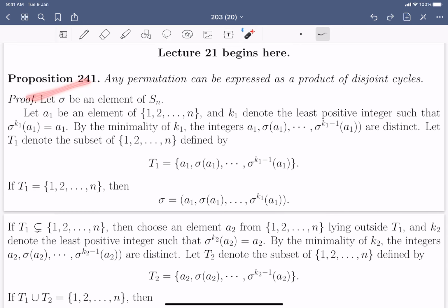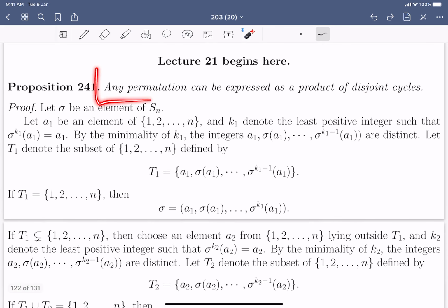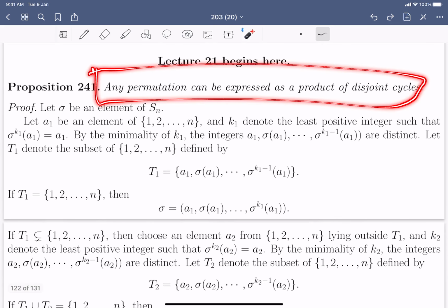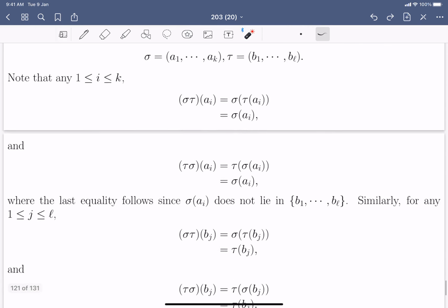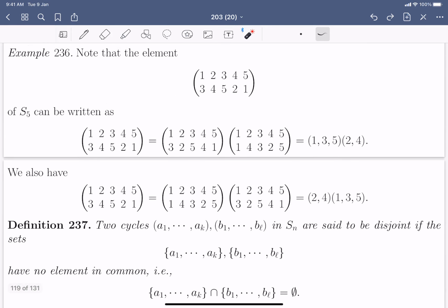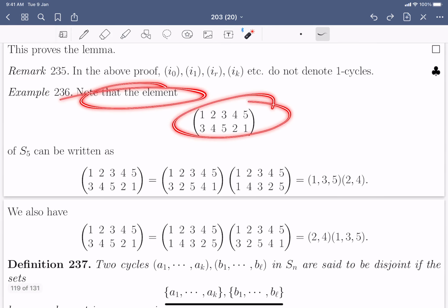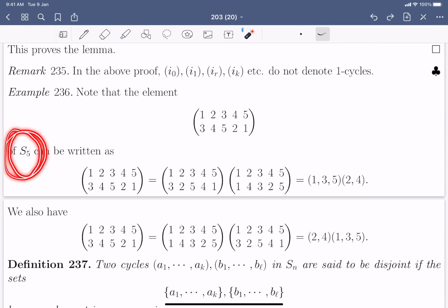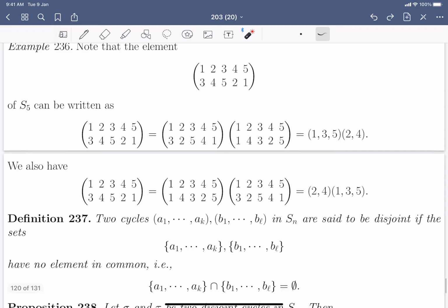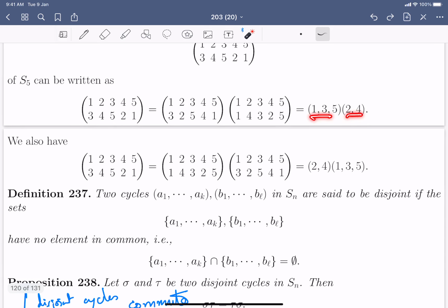Here is the first proposition, which states that any permutation can be expressed as a product of disjoint cycles. This is something that we have already seen in certain specific instances. For example, here we have been studying certain examples within this permutation group S5. In S5 we took this permutation and we showed that it can be written as a product of two cycles, (1 3 5) and (2 4). And these two cycles are disjoint.